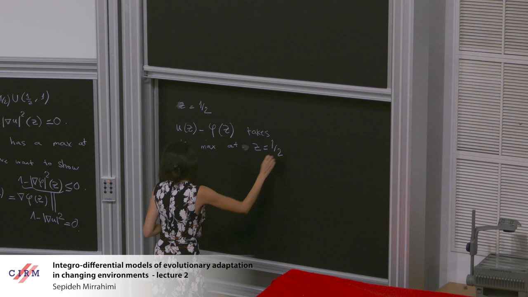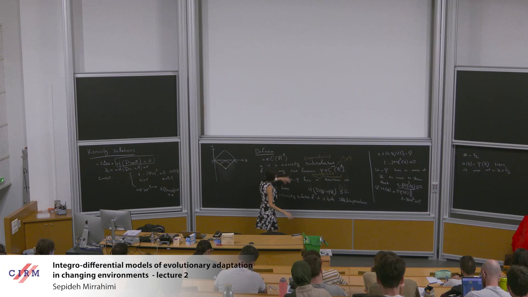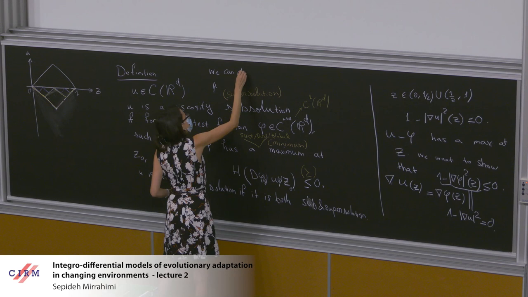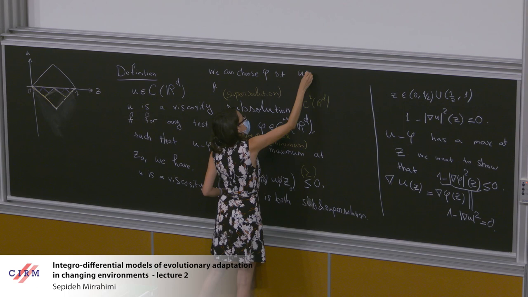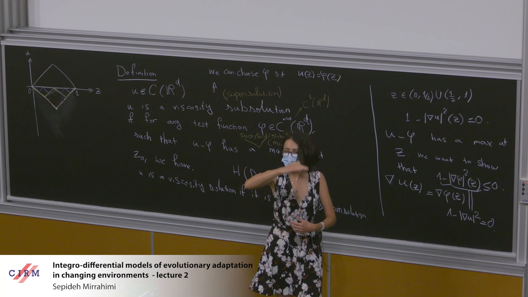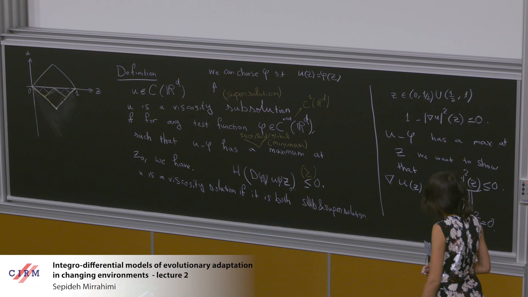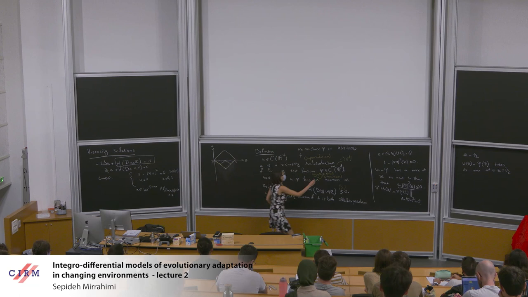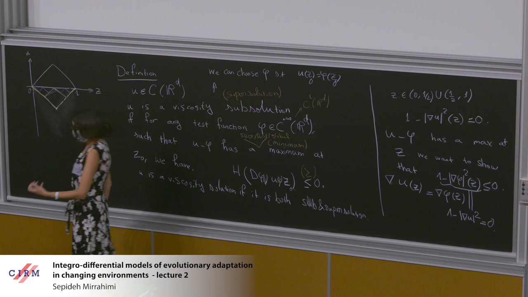Something that I forgot to say is that another equivalent thing is that you can impose phi. We can choose phi such that u of z is equal to phi of z. So we can translate things such that u and phi have the same value at this point z naught, and it is still an equivalent definition. So, thank you.